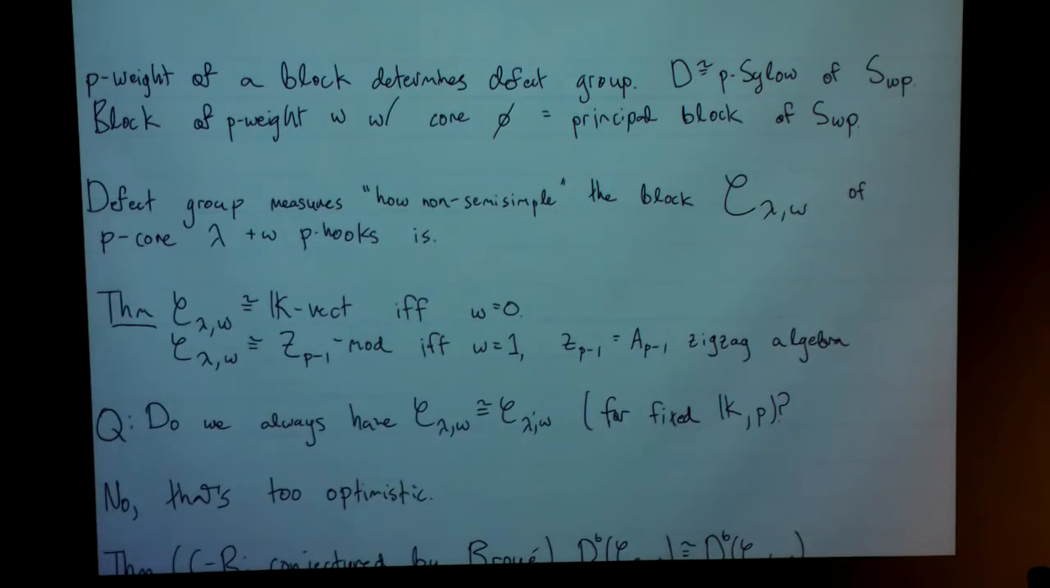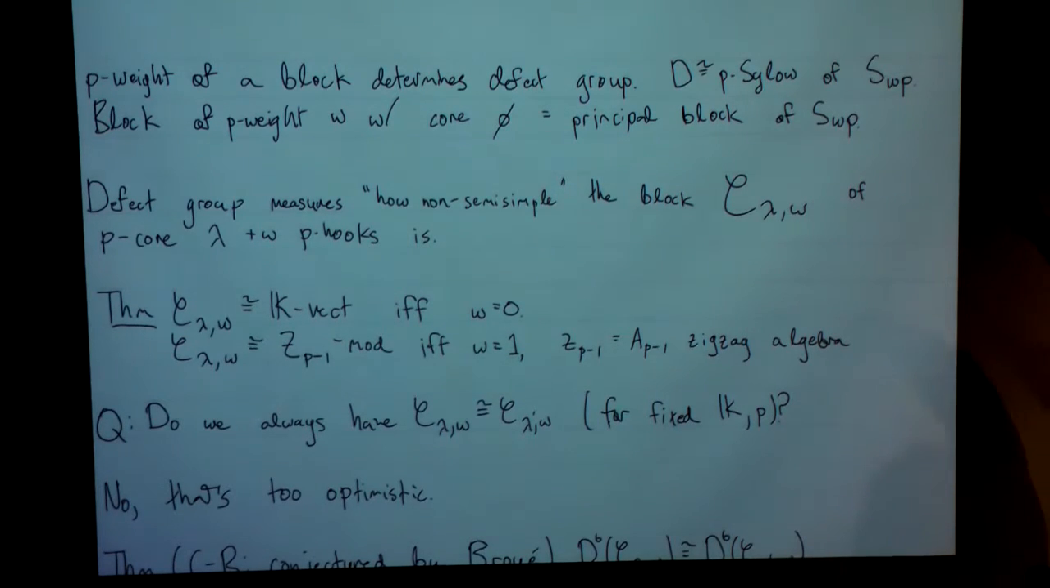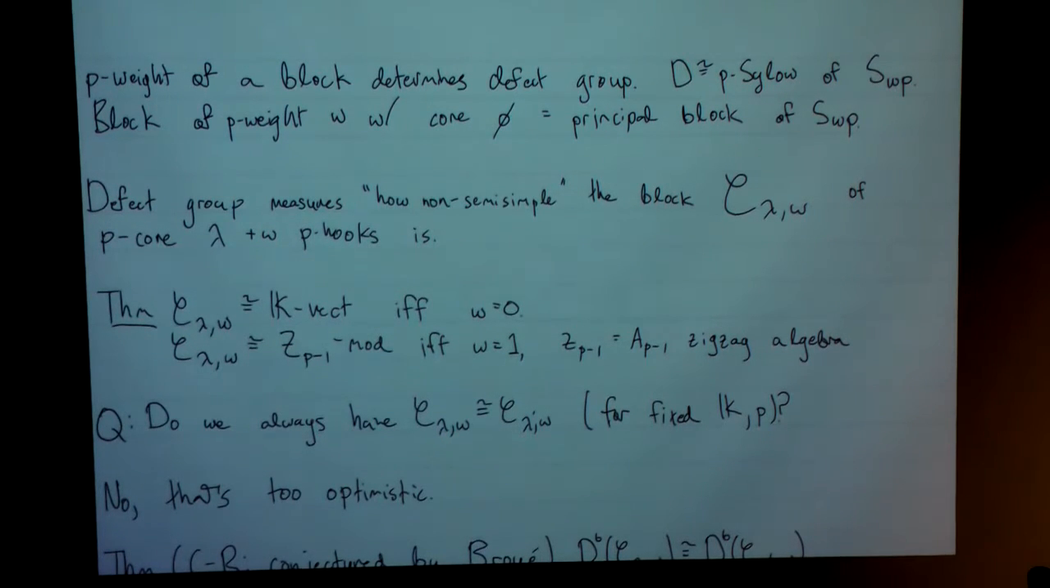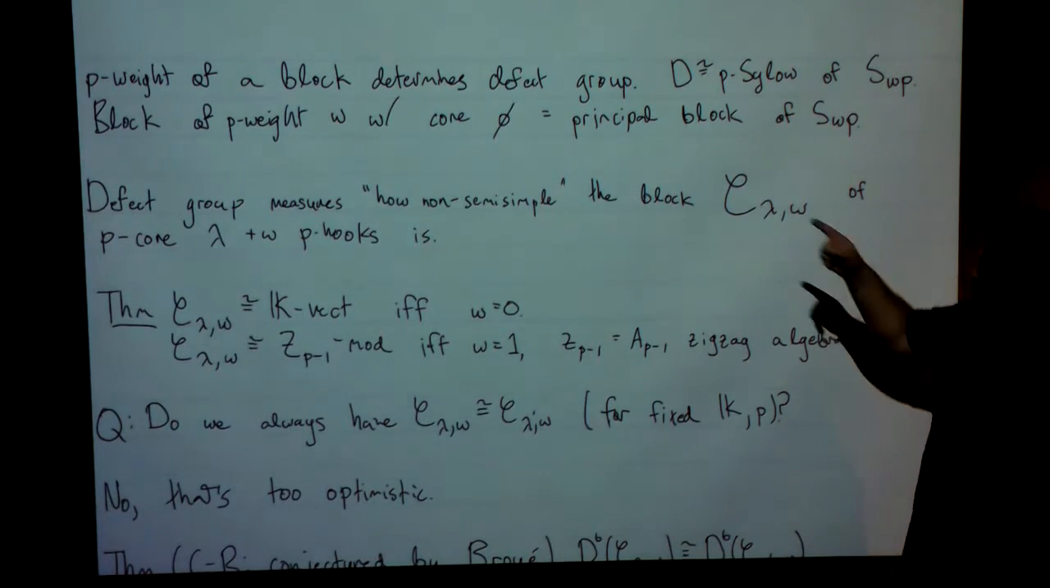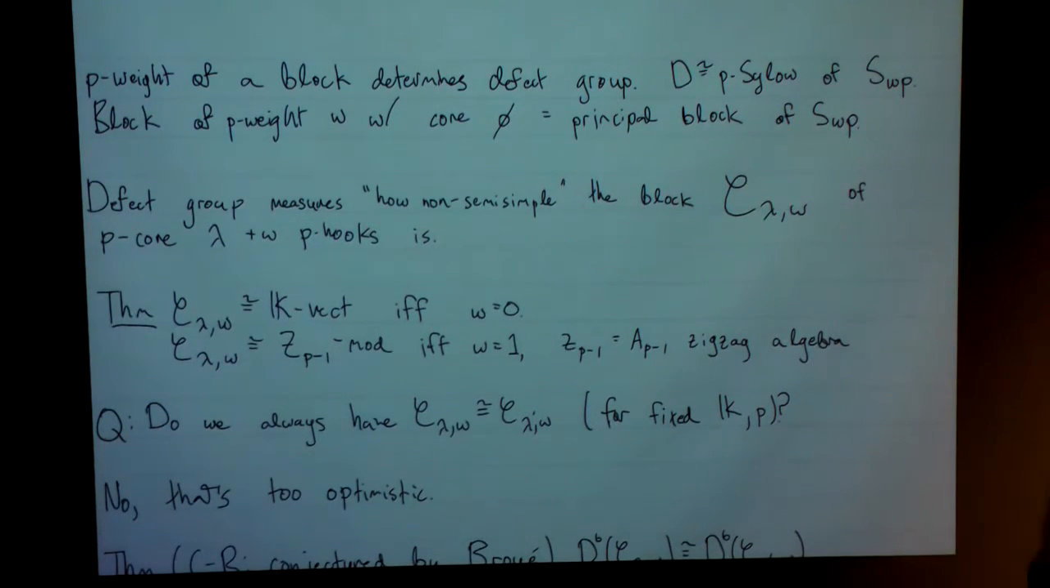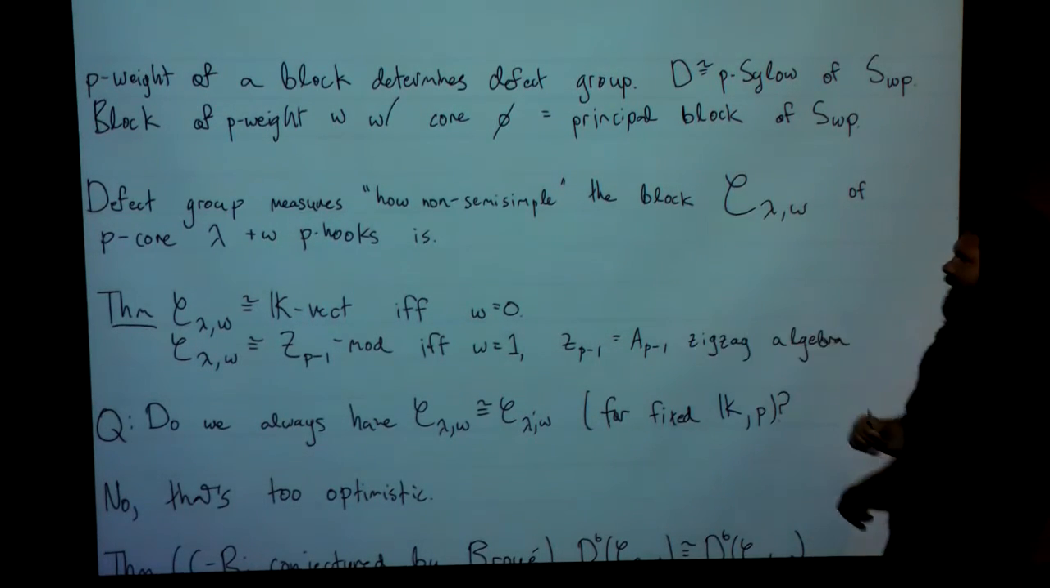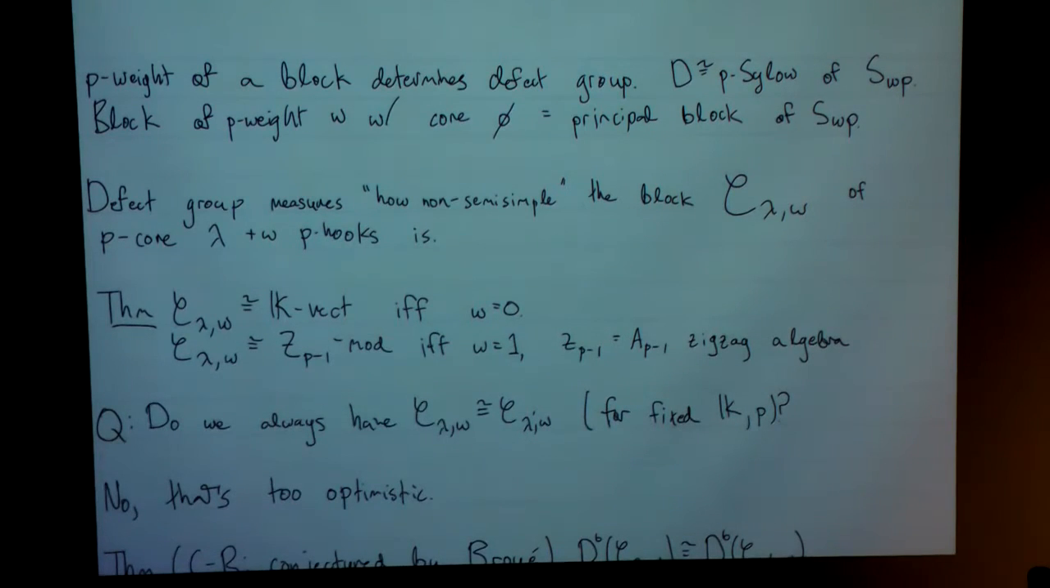All right, so if you're used to the general theory of finite groups, the p-weight of a block determines what the defect group is. It's going to be a p-Sylow of the symmetric group of order w times p. So in particular, the block of p-weight w with empty core is the principal block for this symmetric group. And what this defect group measures is how non-semi-simple the block is.